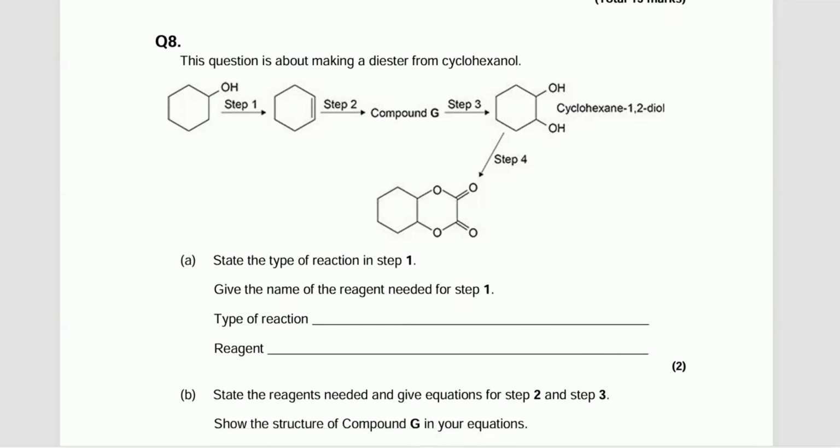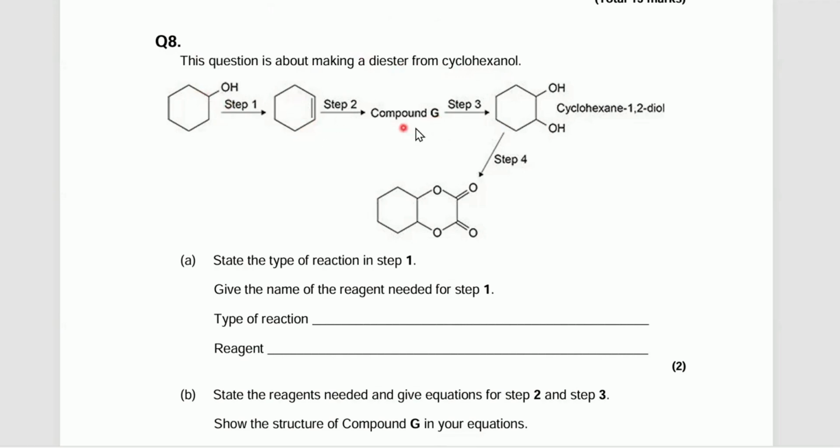Let's get into this one. Question 8. This question is about making a diester from cyclohexanol. State the type of reaction in step 1. Give the name of the reagent needed for step 1 and the type of reaction and reagent. We've got 2 lines there for putting it.